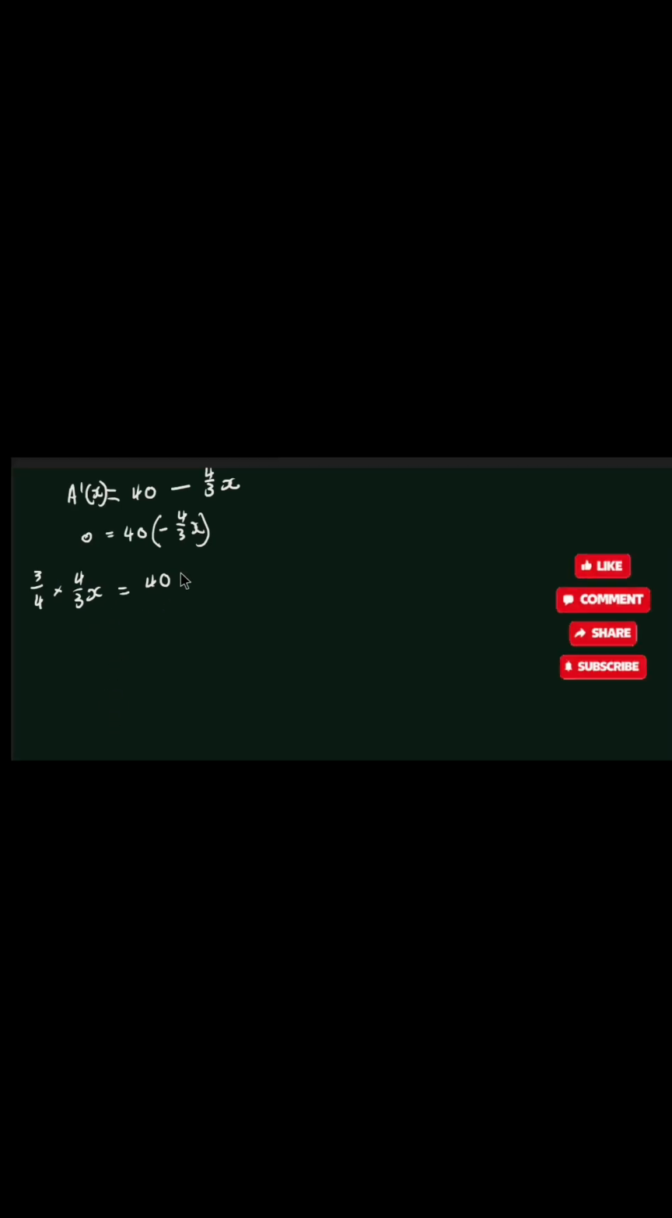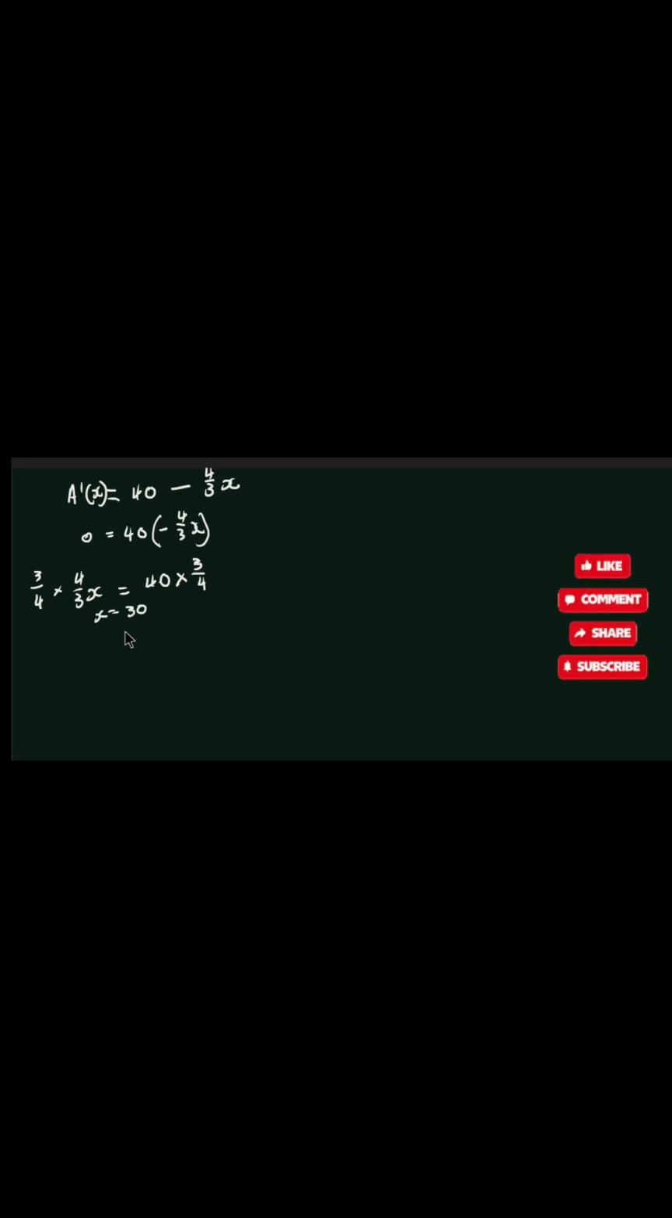Right, here we're going to multiply by 3 over 4. This is going to give us 1. So we're going to multiply by 3 over 4 on this side. This side will be left with x, and that side will be left with 40 multiplied by 3, which is 120, and when we divide it by 4, it's going to give us 30. Right, so our x is 30. Our x is equal to 30 right there.